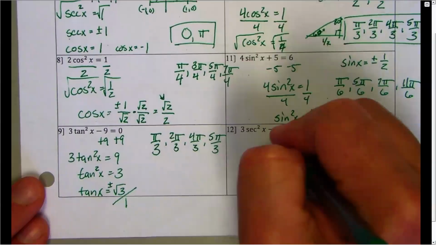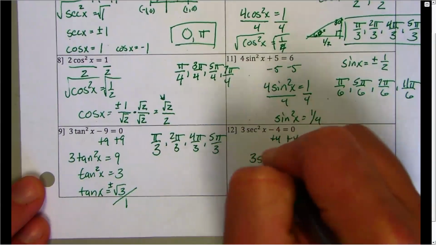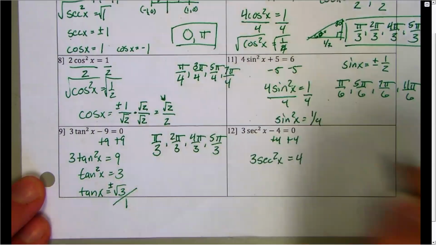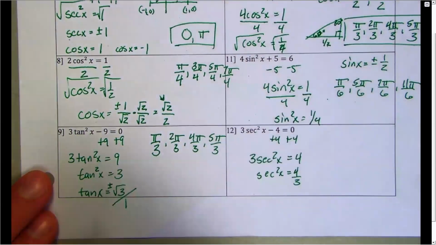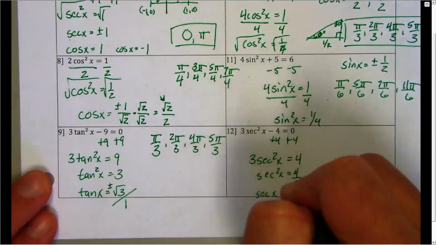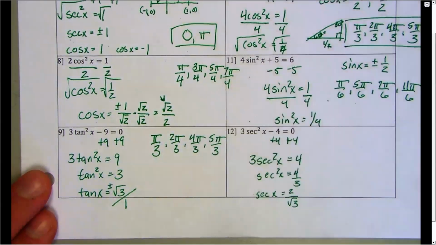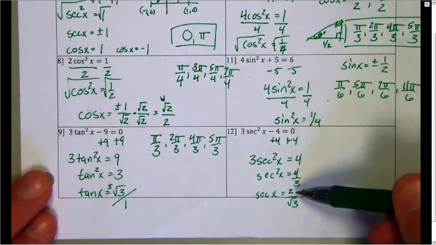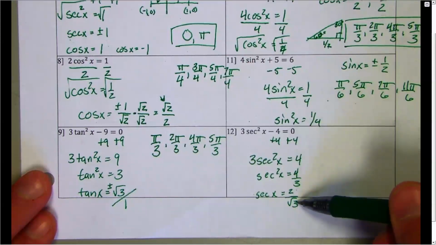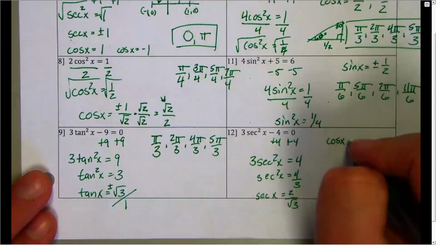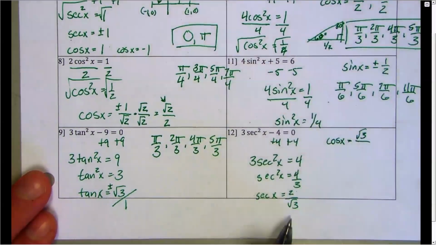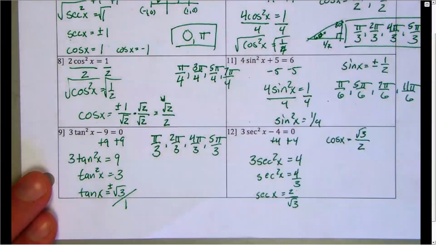Last question, we will add 4 to both sides. Let's divide both sides by 3. We'll take the square root of both sides. So secant is the reciprocal of cosine. So cosine is adjacent over hypotenuse. So this must be hypotenuse over adjacent. So if I want to switch it to cosine, just take the adjacent and put it in the numerator and take the hypotenuse and put it in the denominator.